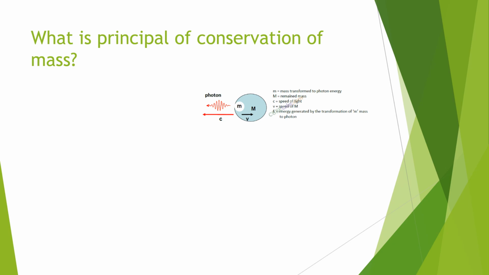Equivalence of mass and energy. According to Einstein, mass and energy are interconvertible. That is, mass can be converted into energy and energy can be converted into mass.